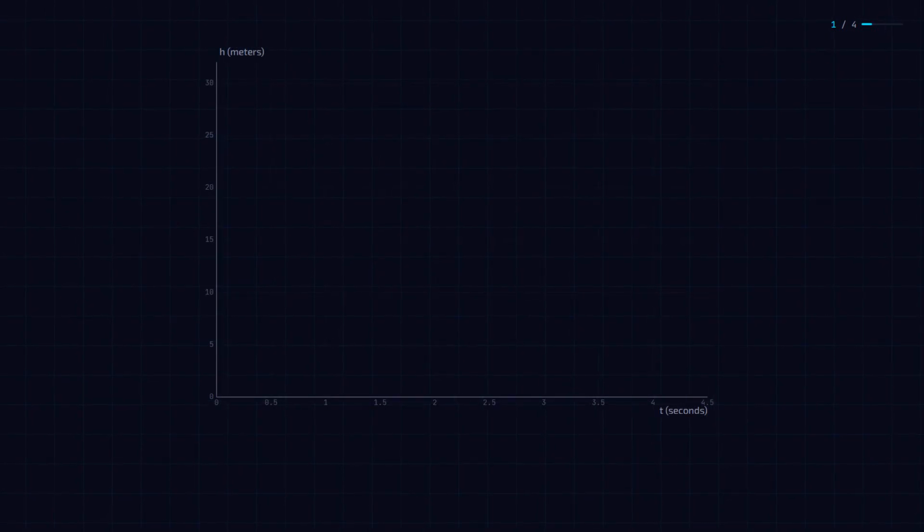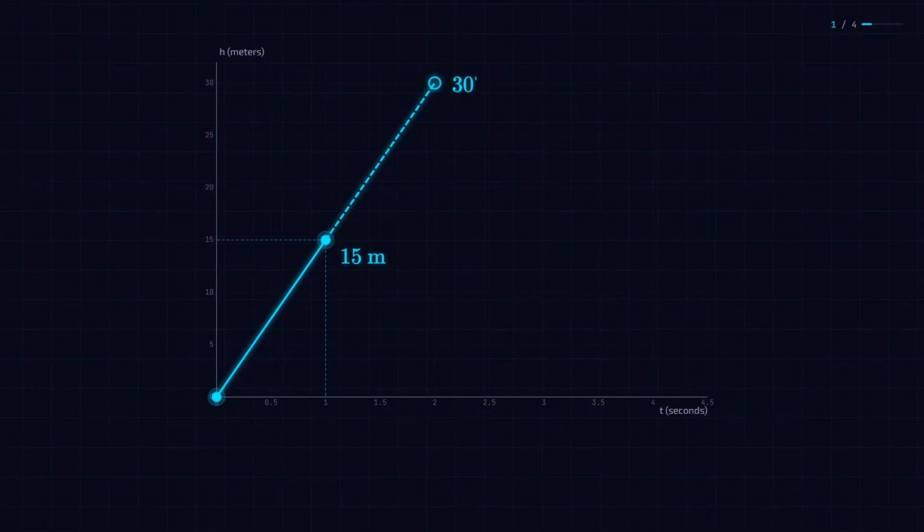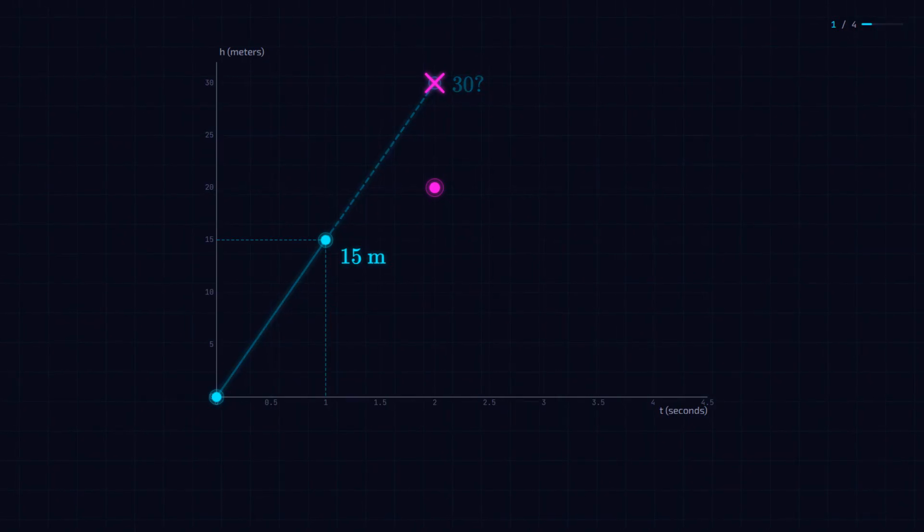You throw a ball straight up. 1 second later, it's 15 meters high. So after 2 seconds, it should be at 30. That's how lines work, right? Wrong. It's only at 20. The straight line rule just broke, and the shape that replaces it explains everything.